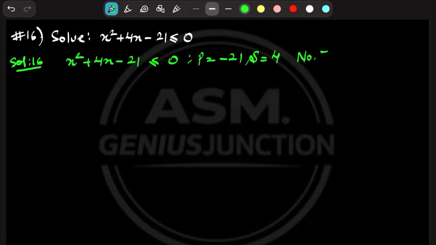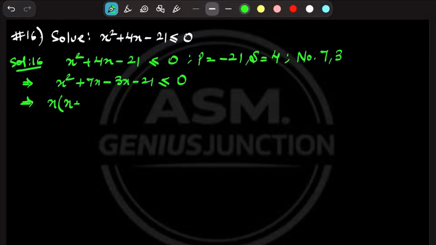7 and 3. Okay, so write down. Let's factorize the middle term of this question. This is x square plus 7x minus 3x minus 21 less than or equal to 0. Now we will take out x common, so we will be left with x plus 7, minus 3 common, and again x plus 7, less than or equal to 0.